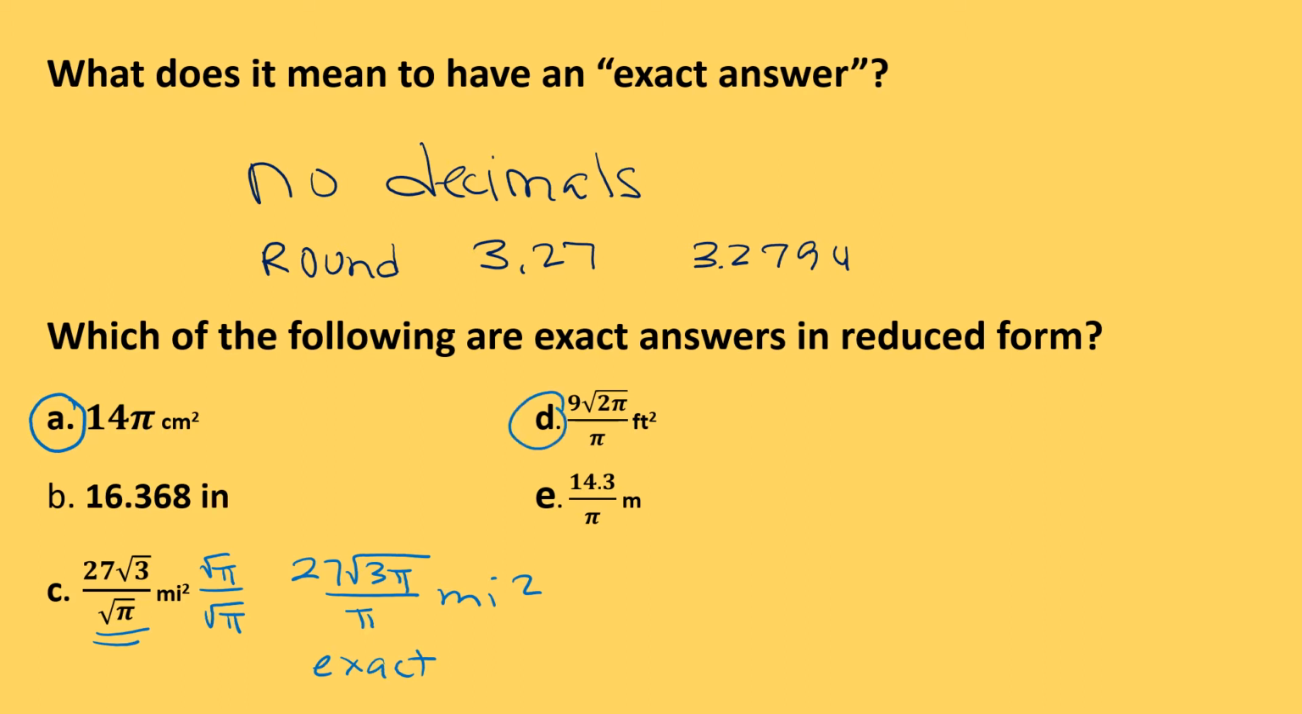All right, D is exact, no decimals. E, not exact, because you have 14.3, which is really 14 and 3/10. Or you could make that 143 over 10, and there's a pi in the denominator. So that can technically be changed to an exact answer if that's technically the decimal. Now, we don't know that. It could have been 14.318, and we would have just rounded to 3. So be very cautious on your answers. For this particular assignment, they want exact answers.